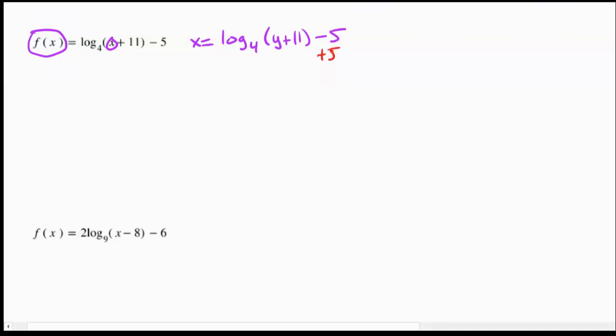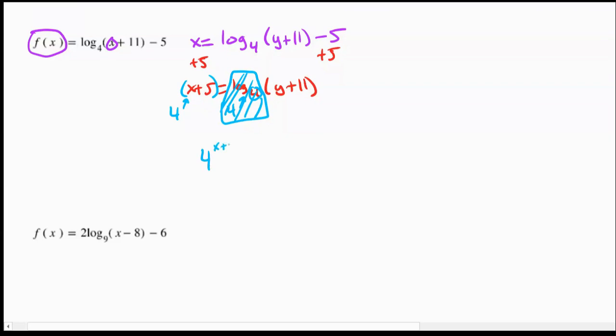So I'm going to first add 5 to both sides: x plus 5 equals log base 4 of y plus 11. Now here's the new thing. To get rid of a log, I'm going to raise both sides to the base that matches the log. So these two things cancel out. Anything I do to the right side, I have to do to the left side though. So now I have 4 to the power of x plus 5, and now that the log is gone, it's just y plus 11.